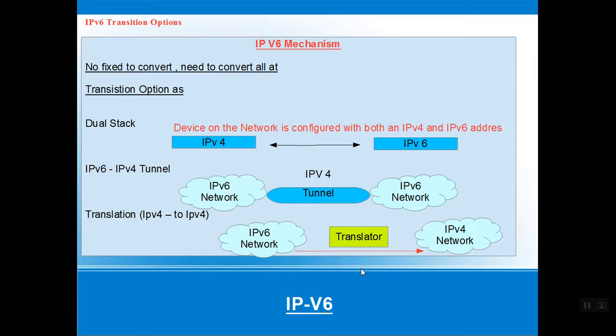So we can see in the diagram we have a dual stack, the combination configured with IPv4 and IPv6, and we have a tunnel between IPv4 networks using IPv6, and the translator, IPv6 to IPv4. So this is the basic mechanism of IPv6.